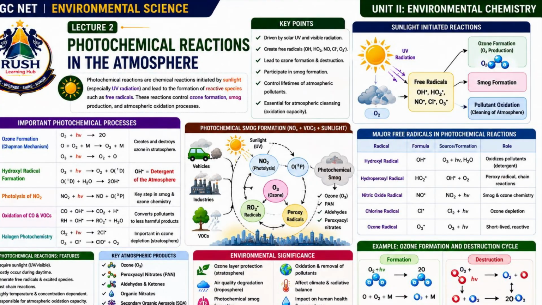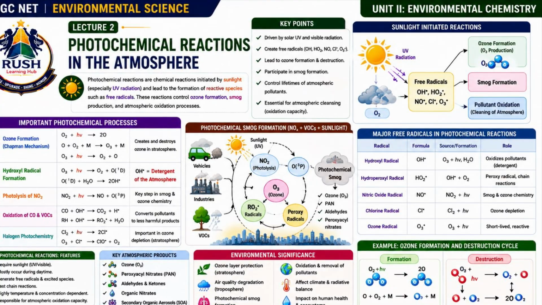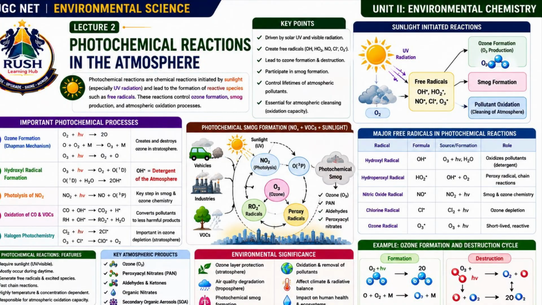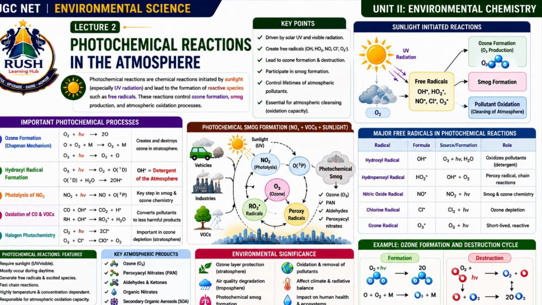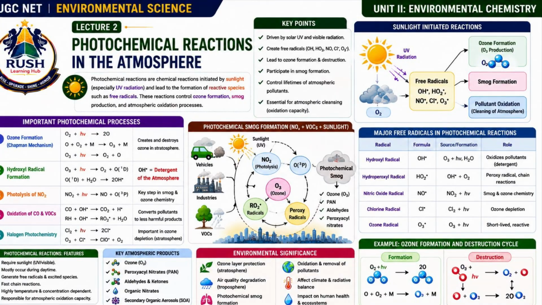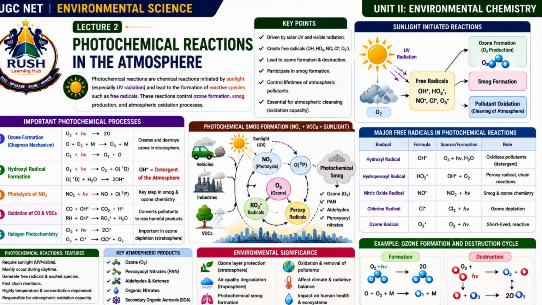Now let's understand the formation of photochemical smog. Photochemical smog develops when sunlight acts on nitrogen oxides and volatile organic compounds, commonly called VOCs. The major sources of nitrogen oxides include vehicles, industries, thermal power plants, and fossil fuel combustion. The major sources of VOCs include fuel evaporation, industrial solvents, biomass burning, and vegetation.